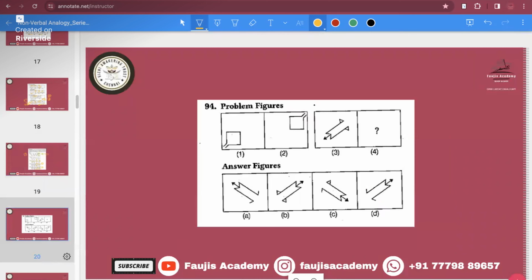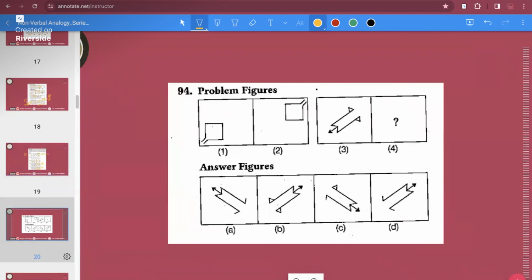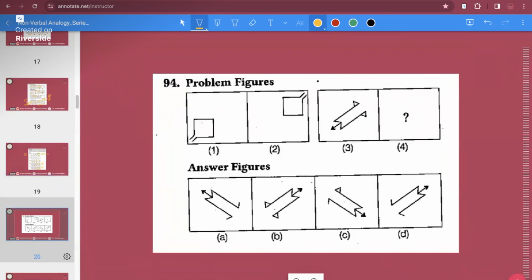Yes, let's do this one. Slide number 20. This is the last question for the day. Let's just put a mirror image over here and you will get this one. Shiva Kumar, you are just on time to class. Welcome back. Option B, sir. Yes, option B is correct.